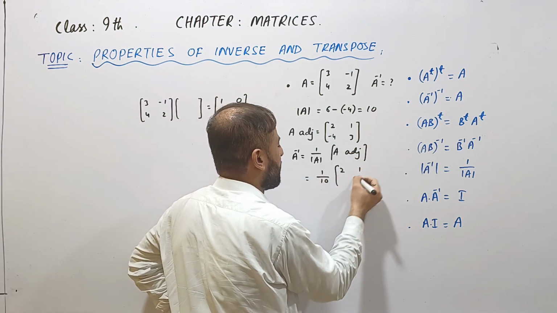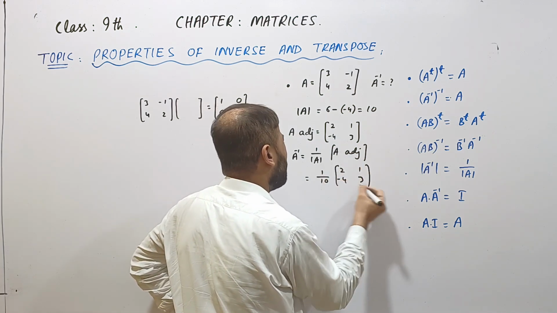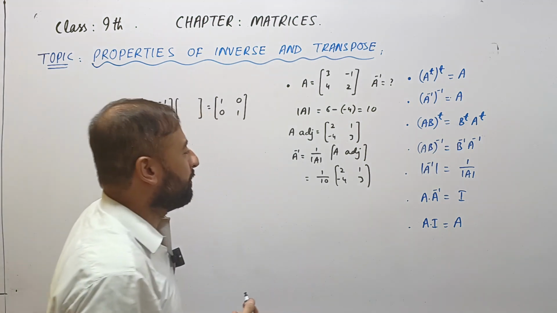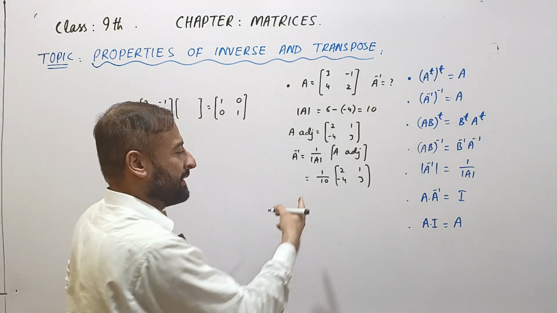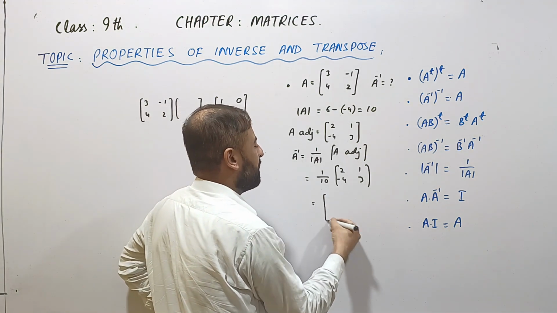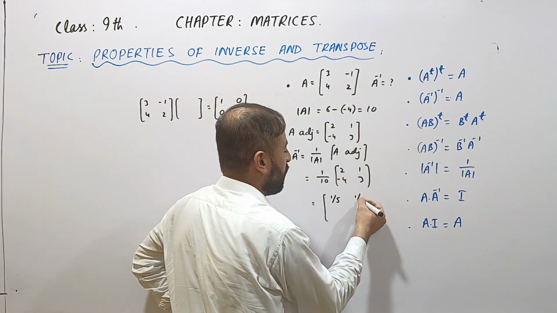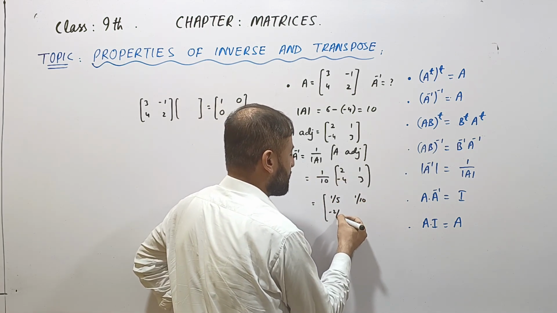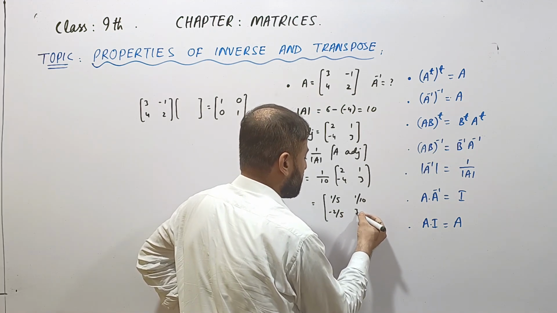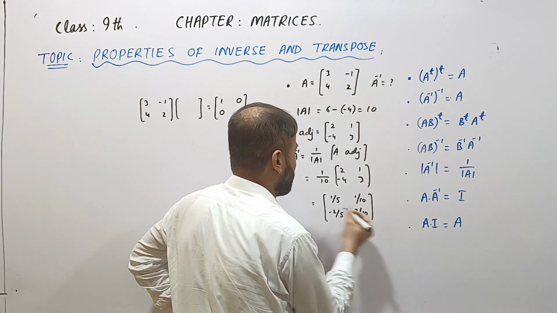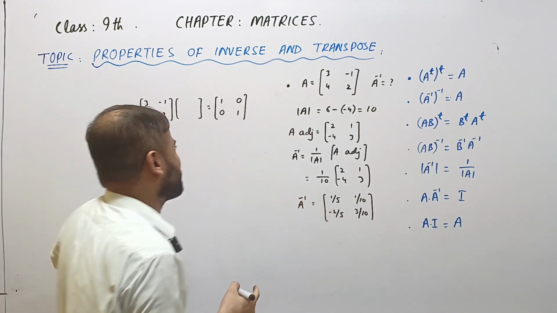A adjoint is 2, 1, minus 4, 3. If you multiply, it's up to you. But this is A inverse. Multiply 1 by 10 multiplied by 2 is 1 over 5. 1 over 10, minus 2 over 5, 3 divided by 10. This is A inverse. This is the matrix which we were searching for.